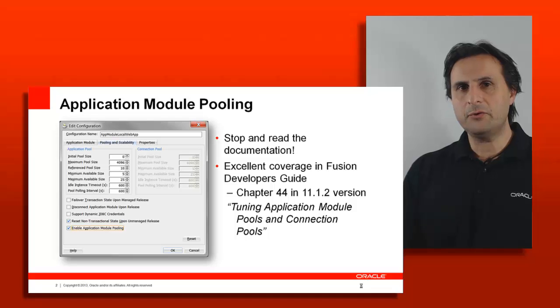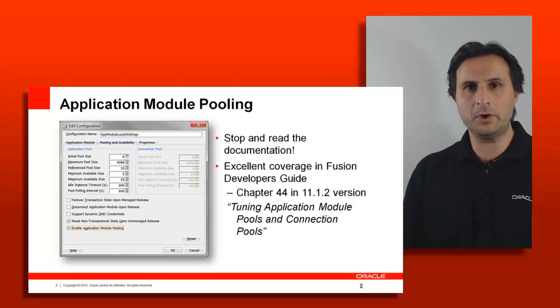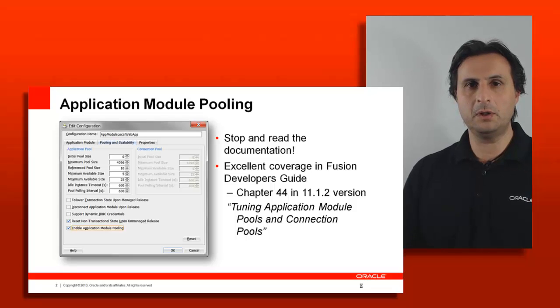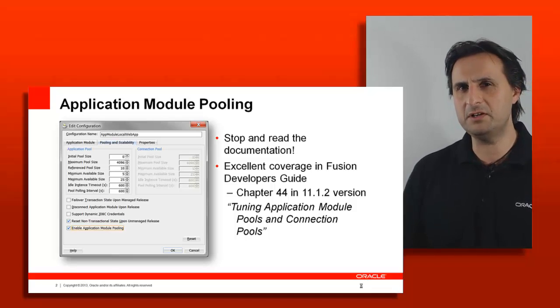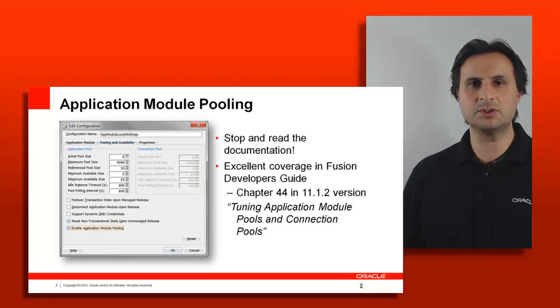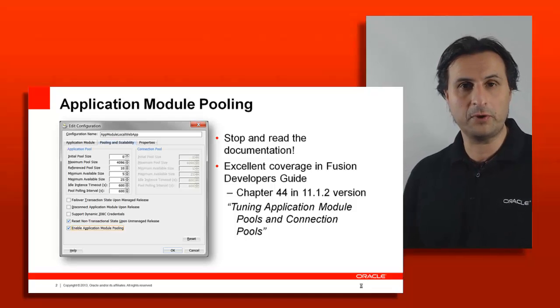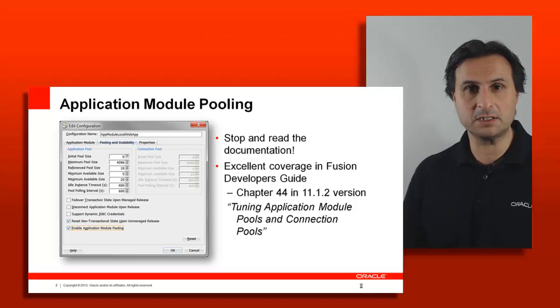Now, for application module pooling, you want to make sure that you read about what it does. You want to go to the Fusion Middleware documentation, to the Fusion Developer's Guide, and there we explain everything that has to do with application module pooling. You don't necessarily need to stop the video here, but after that you should look it up and read on the matter, because there's a lot to say and a lot of configuration settings that you want to try out for your application and performance optimization.